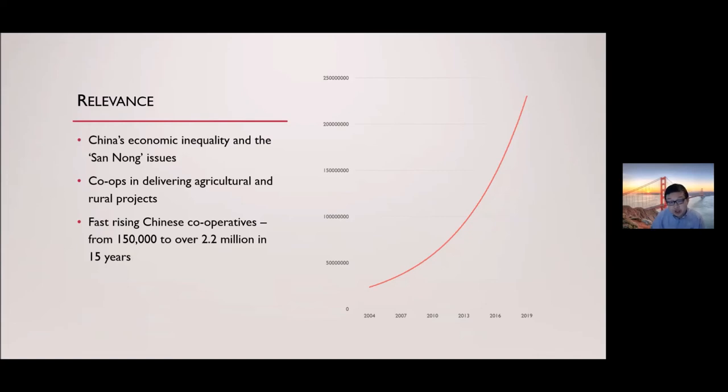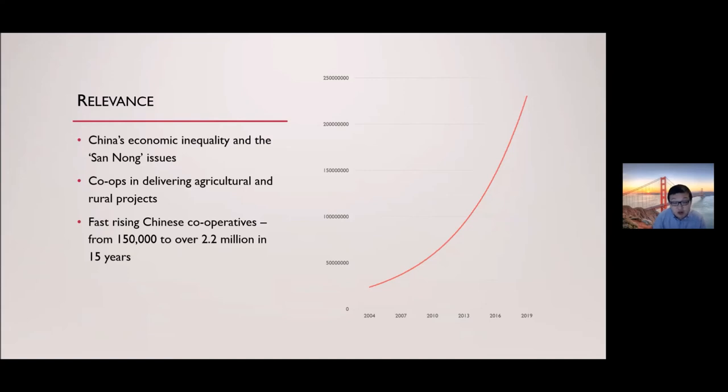Around the early 2000s, regional legislators and policymakers in one province next to Shanghai started to support the development of agricultural co-ops. Then in 2007, the first national co-op law went into action, which was amended 10 years later. During the same period, the number of registered cooperatives in China grew sharply from 150,000 in 2004, engaging 24 million households, which was about 10% of the total rural households in China, to over 2.2 million co-ops in 2019, covering half of the country's agricultural population, according to data from the Ministry of Agriculture of China.